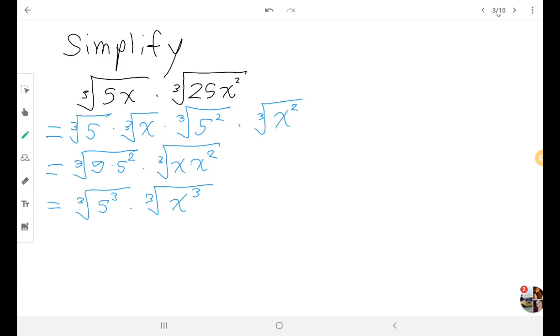And cube roots cancel cubes. That is, third roots cancel third powers. So now it should be very clear why I wanted to write that 25 as a 5 squared, because I can do that. And I can cancel this cube root with this cube and have just 5 times x. And so I have 5x as my answer. I'll pause for a moment to see if there are any questions.